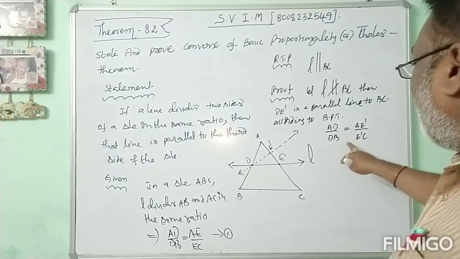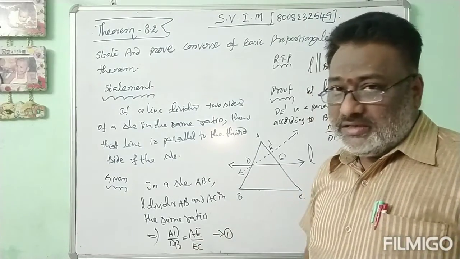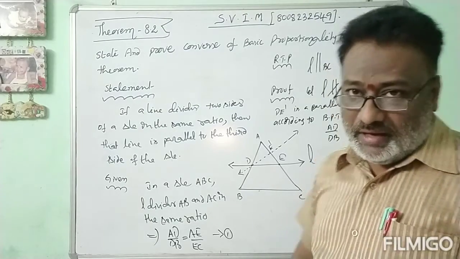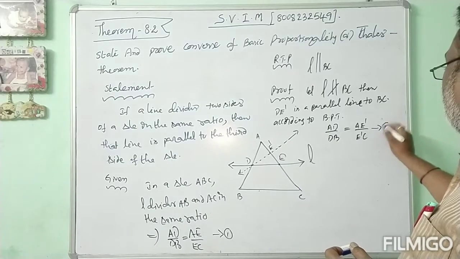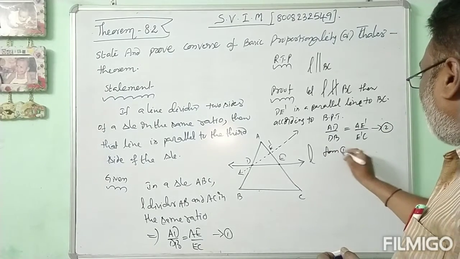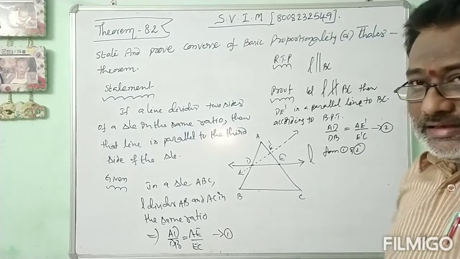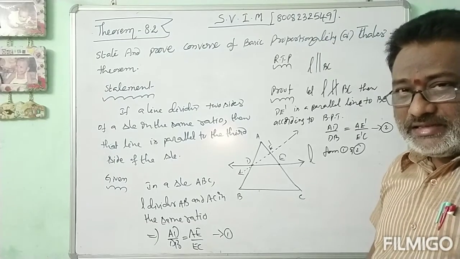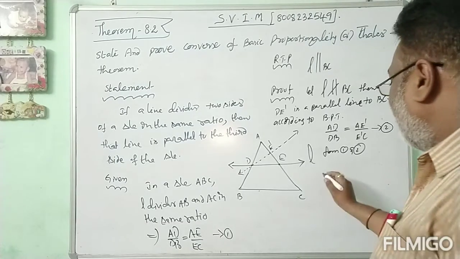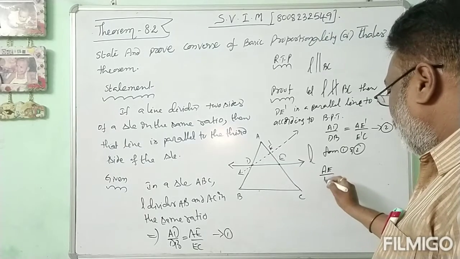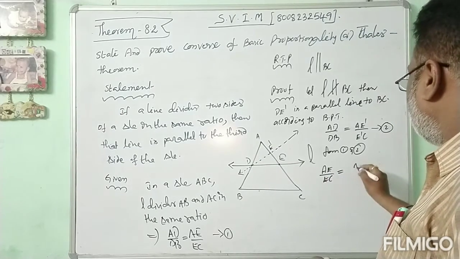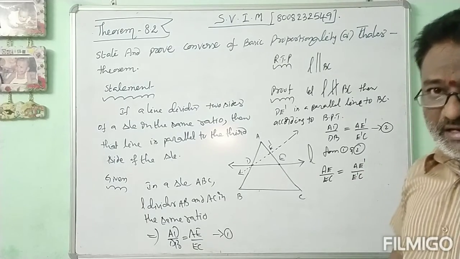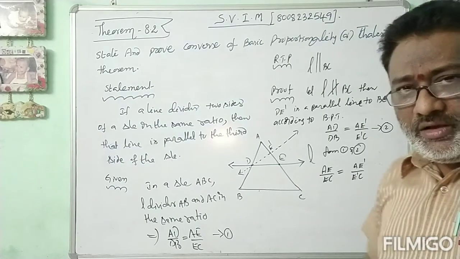By observing these two equations, the respective left hand sides are equal. Automatically their respective right hand sides are also equal. Okay, let this equation be 2. From 1 and 2, simply you can write that when two left hand sides are equal, their respective right hand sides are also equal. According to that we can write AE by EC is equal to AE dash by E dash C. Here I am adding 1 on both sides.